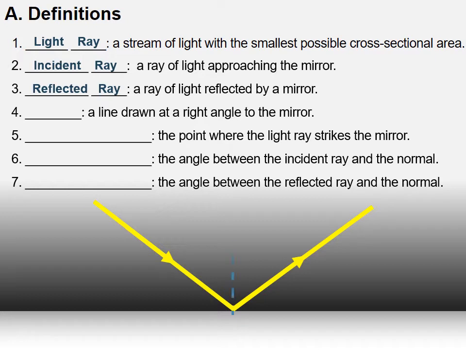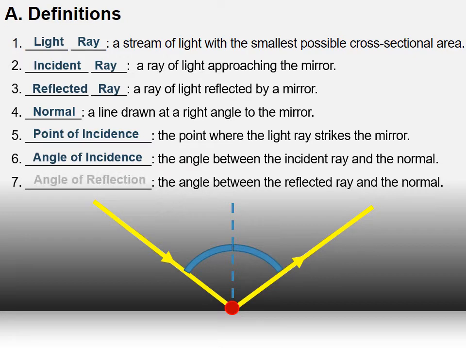A line drawn at a right angle to the mirror is called the normal. The point where the light strikes the mirror is called the point of incidence. The angle between the incident ray and the normal is called the angle of incidence. And the angle between the reflected ray and the normal is called the angle of reflection.